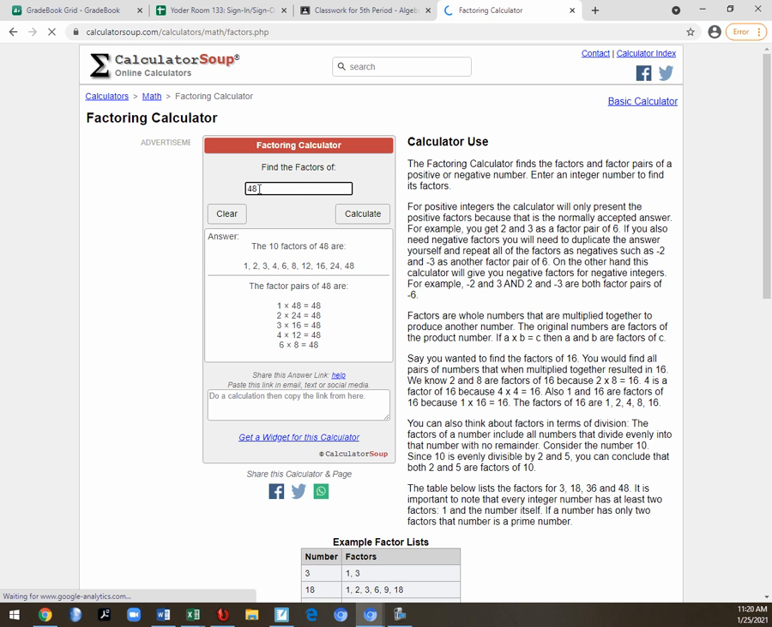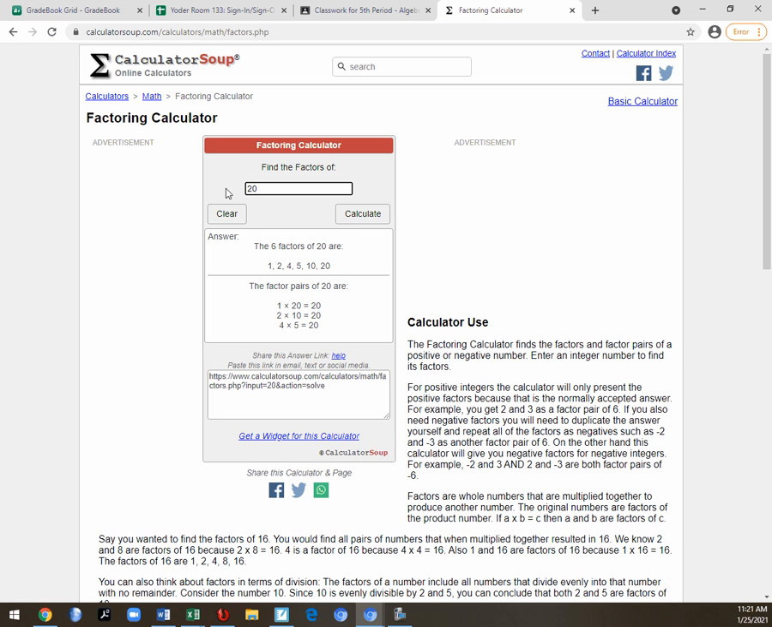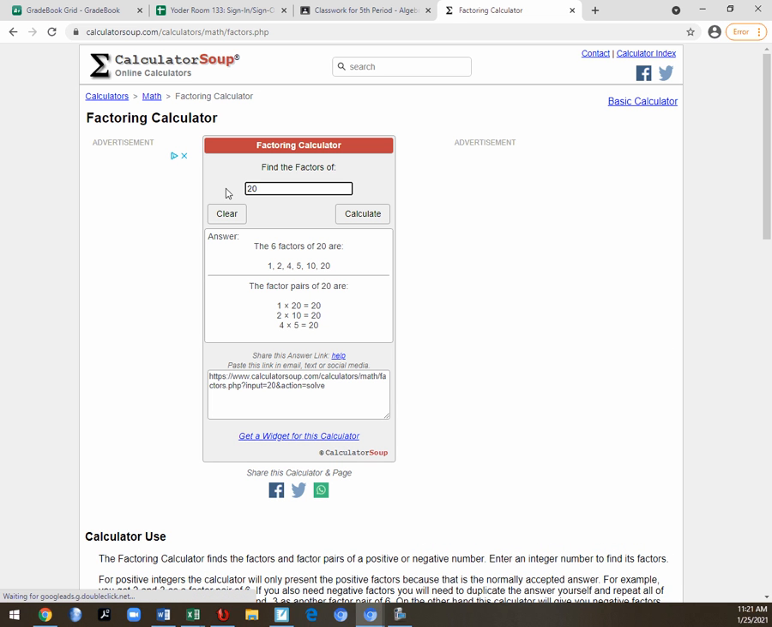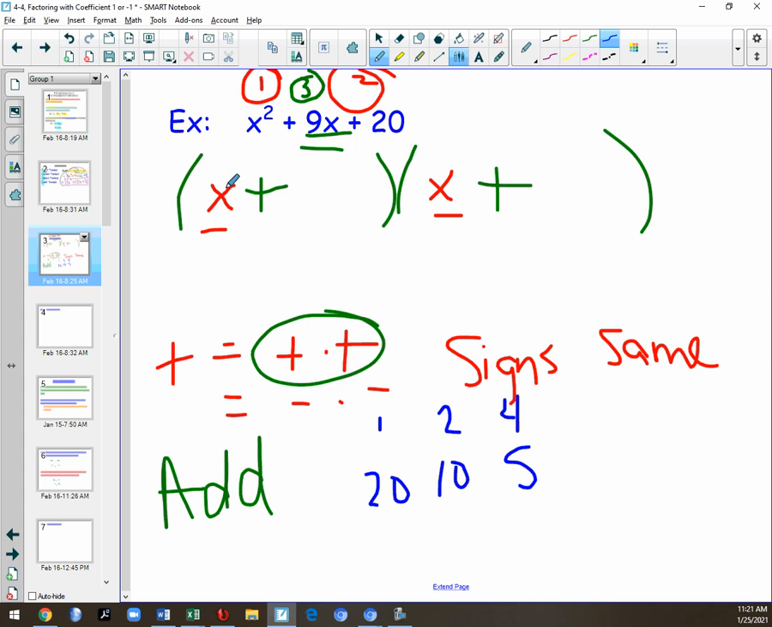And what we're going to do is right here where it says a blank space, find the factors. If you're going to simply put 20 in there and hit enter. It gives you all of your factors that you are going to be utilizing for the factors of 20. Now your goal is to find factors of 20 that are going to, what did we say right here?